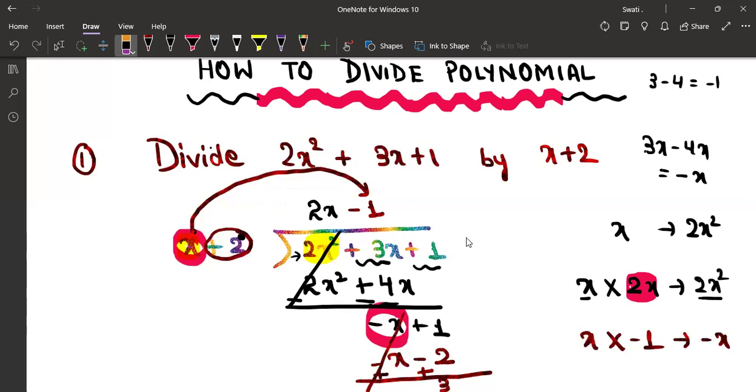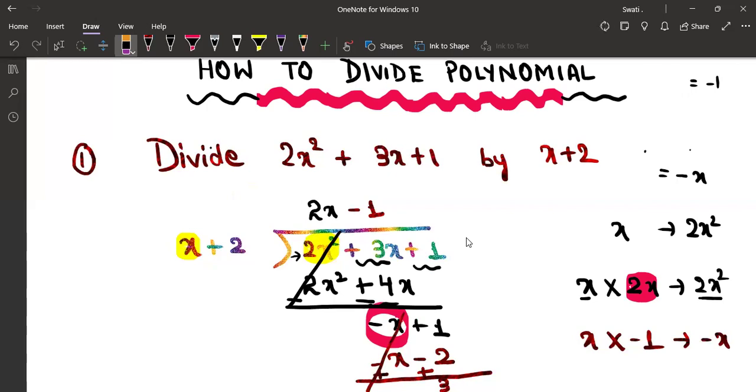Okay. Let me erase this first. And let me make you understand the same thing once again, so that you can understand what exactly I have done here. First, I have written the question. Divide 2x squared plus 3x plus 1 by x plus 2. I have written x plus 2 here. Wait, let me just erase all these things.